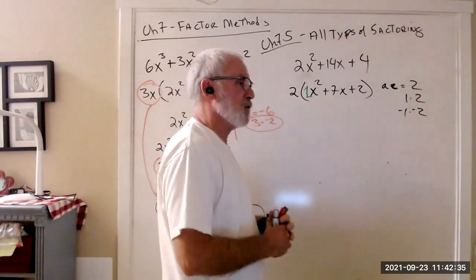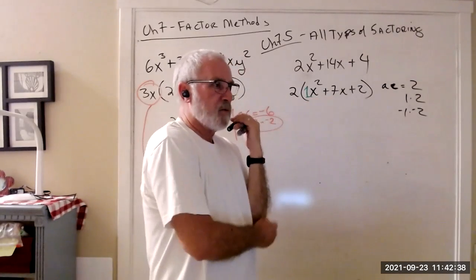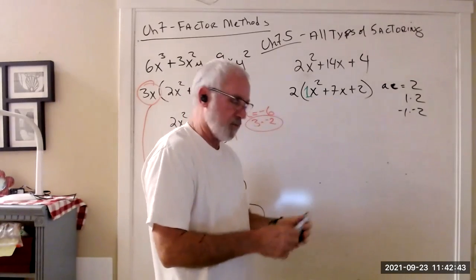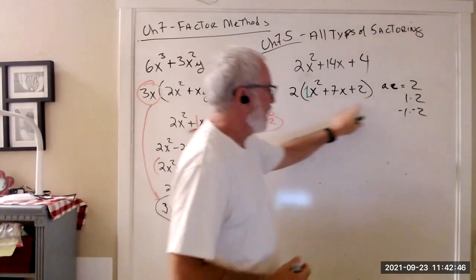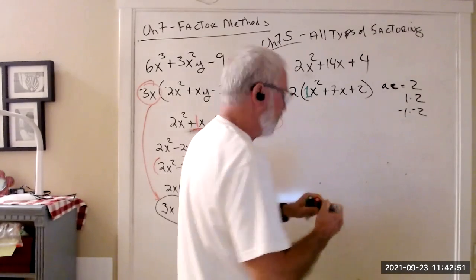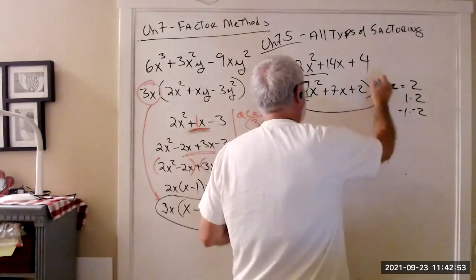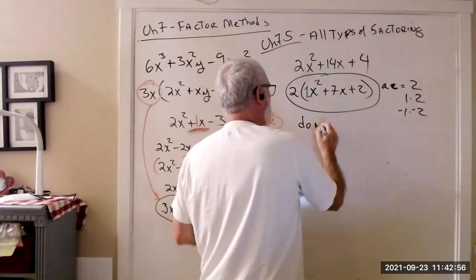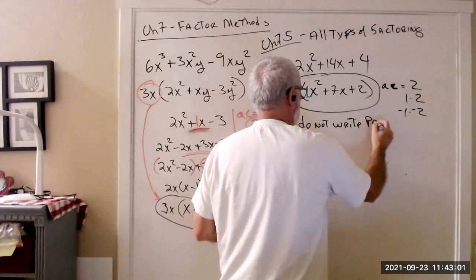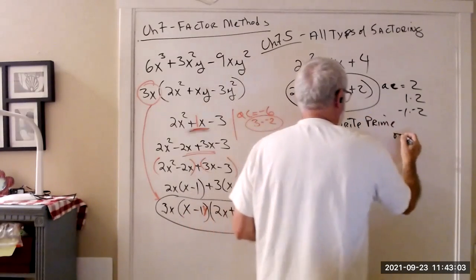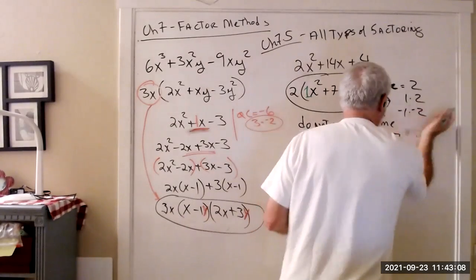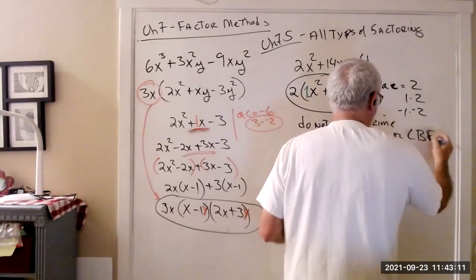Now, hello, I need you paying attention to me here. Okay, this is subtle, really, really subtle. You tried to factor it, but you couldn't go any further. So this is your answer. Do not write prime, or does not factor, or whatever the world it is, cannot be factored, CBF, whatever in the world they use.